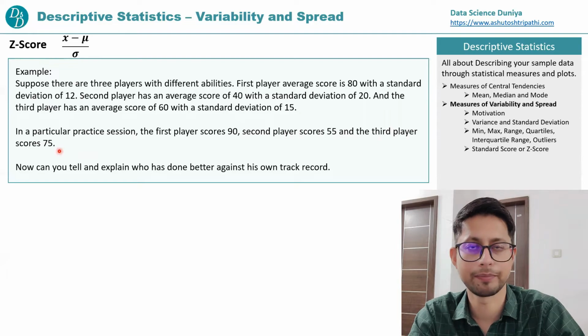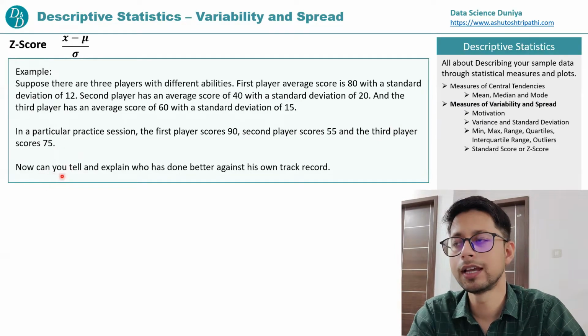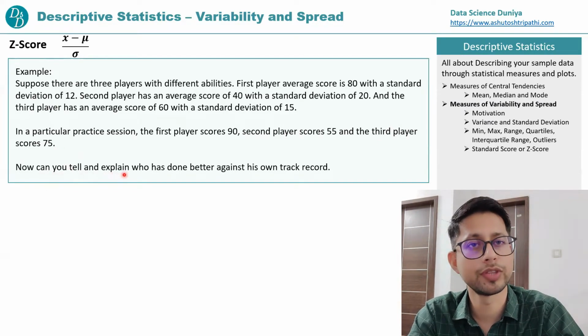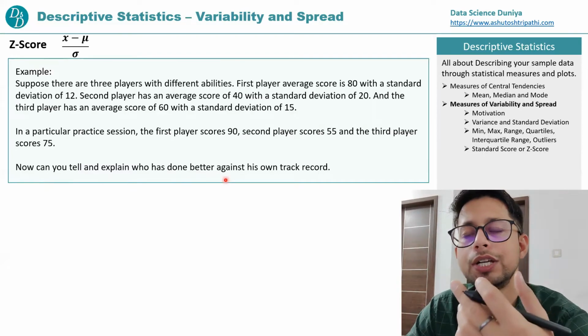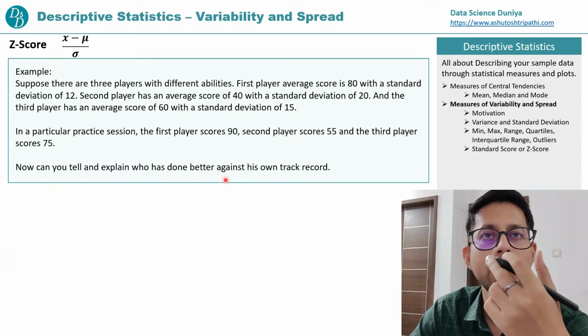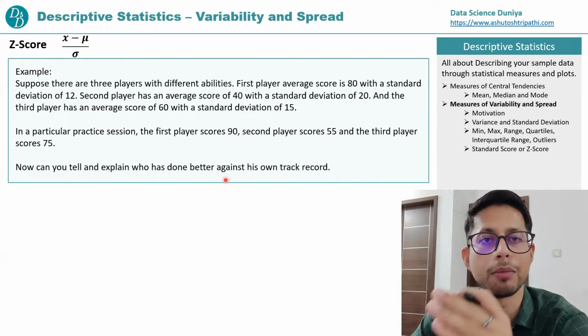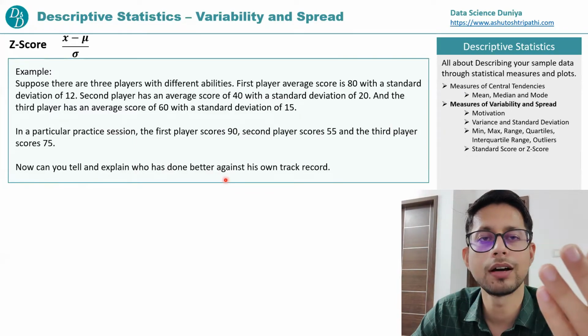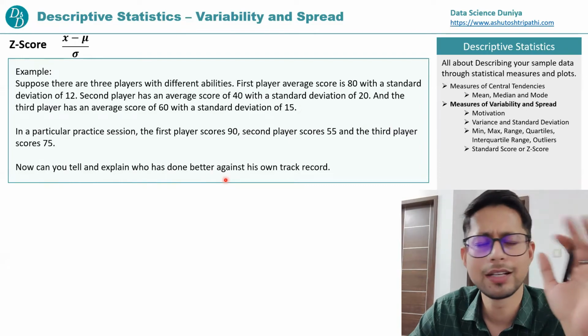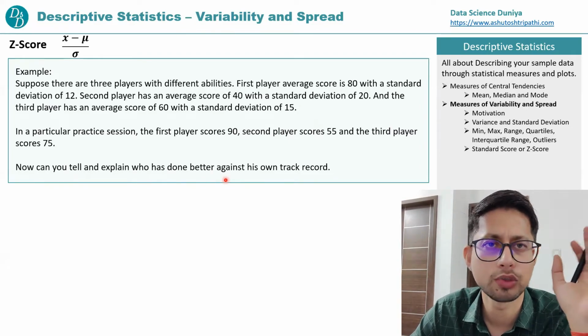Now I'm asking, can you tell me and explain with reasoning who has done better against his own track record? Z-score can be helpful in understanding this. Suppose one player is playing golf, one is playing badminton, and one is playing a cricket match. In different sports there are different scoring mechanisms.